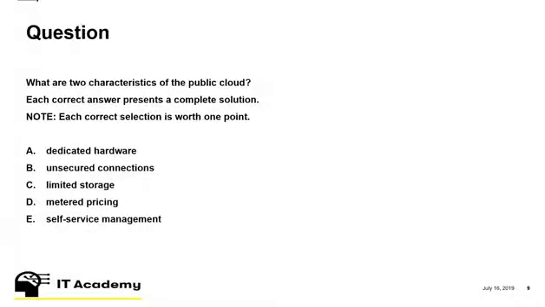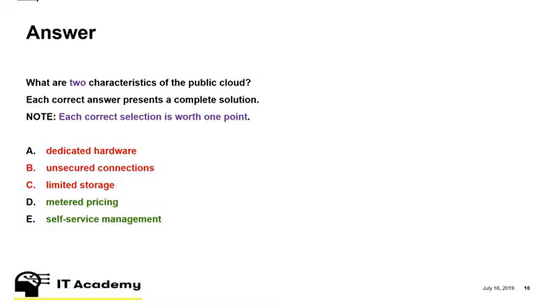What are two characteristics of the public cloud? Each correct answer presents a complete solution. Note, each correct solution is worth 1 point. Dedicated hardware, unsecured connections, limited storage, metered pricing, and self-service management. Of course, the correct answer is options D and E.